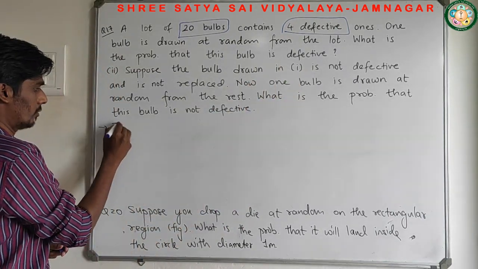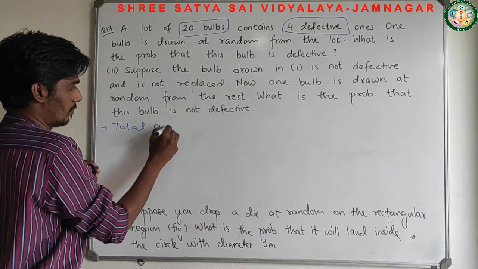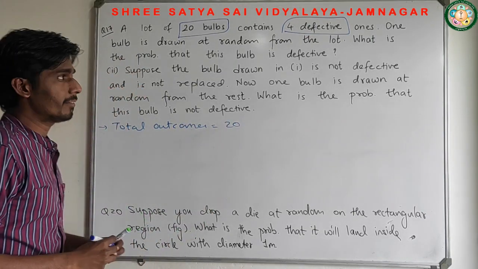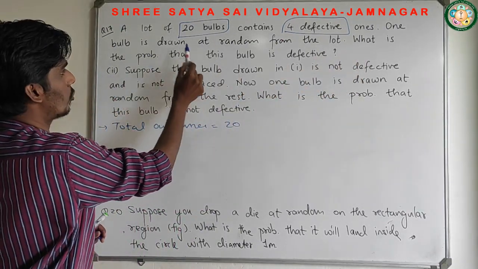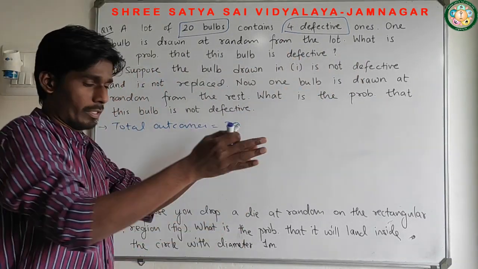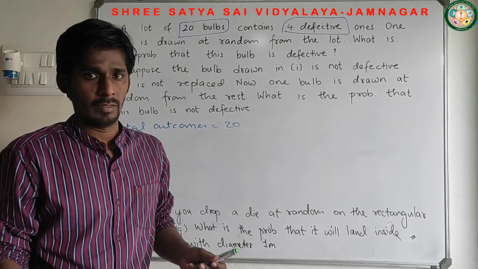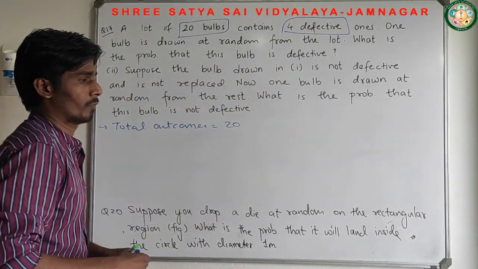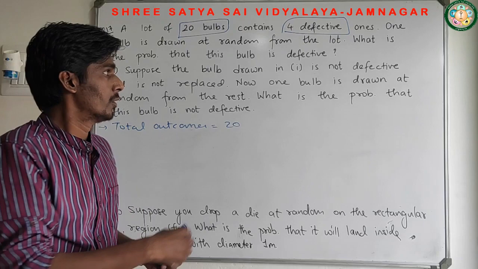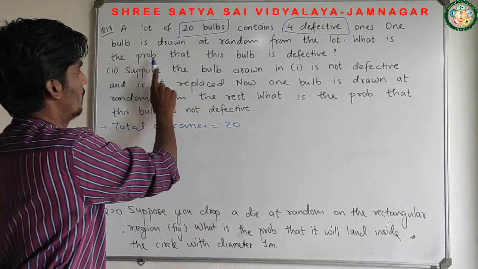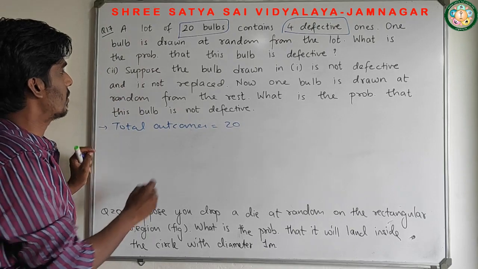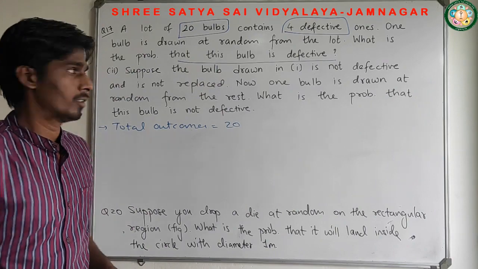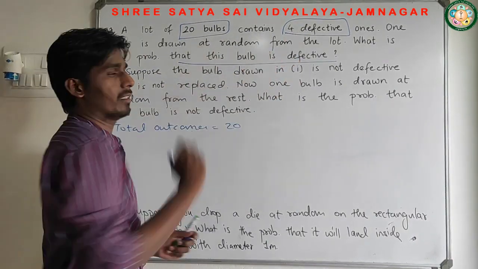So here we can write total outcome. Total number of outcomes is what? 20. Then one bulb is drawn at random from the lot. Whatever lot is there, from that we have to take out one of the bulbs. What is the probability that this bulb is defective? So the bulb that we are taking out, we have to find out whether that bulb is defective. Suppose, so we have to find out that the bulb is what? Defective one.